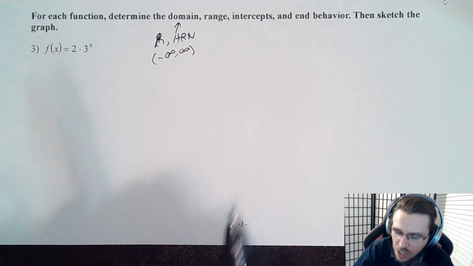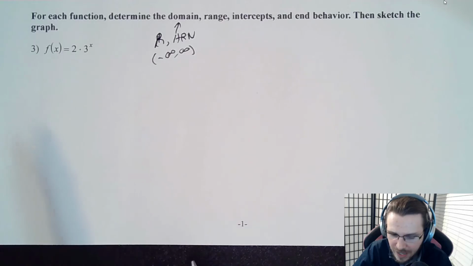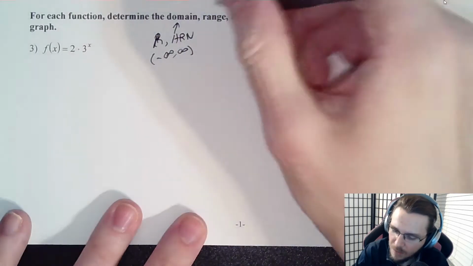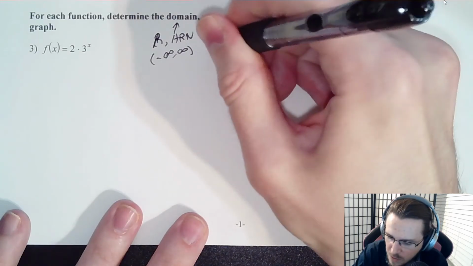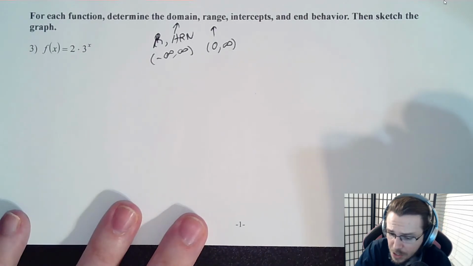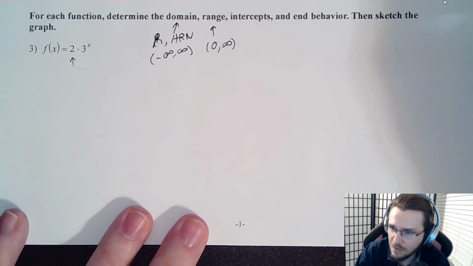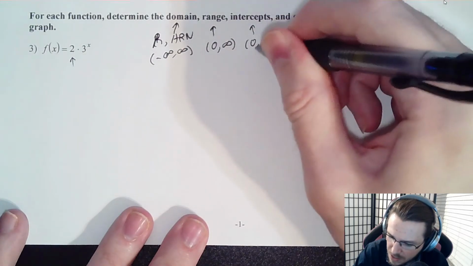The range is kind of the minimum value up to the maximum value, and that's determined by the shape of the graph. So it's either greater than, less than. In this case, our range, our possible y values, 0 to infinity. The intercept is always 0 comma whatever this guy is in front. So the intercept here is going to be 0 comma 2.